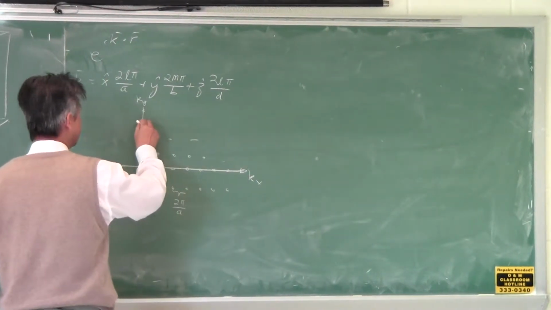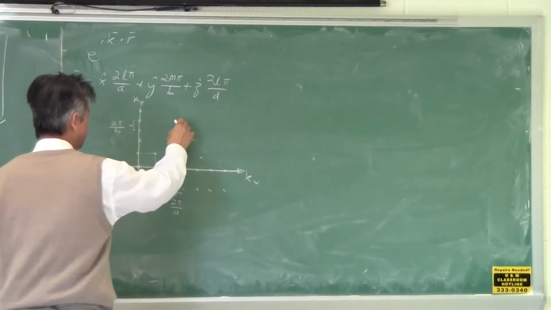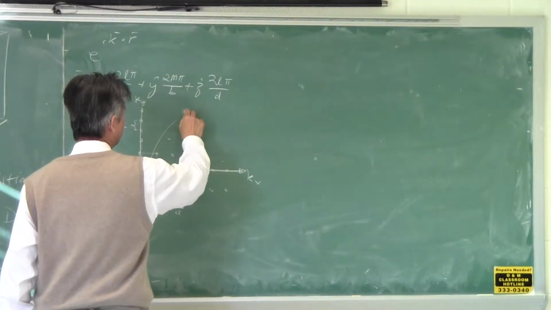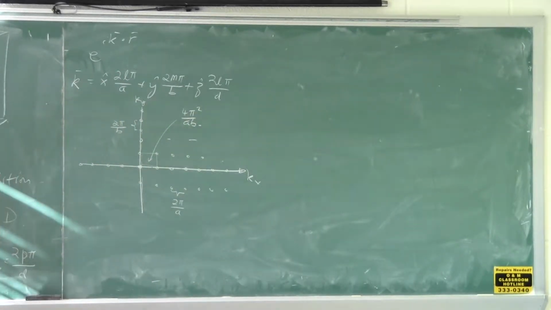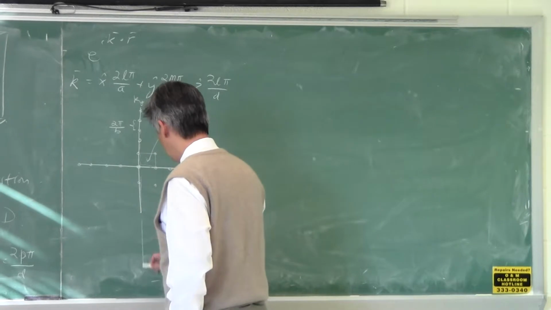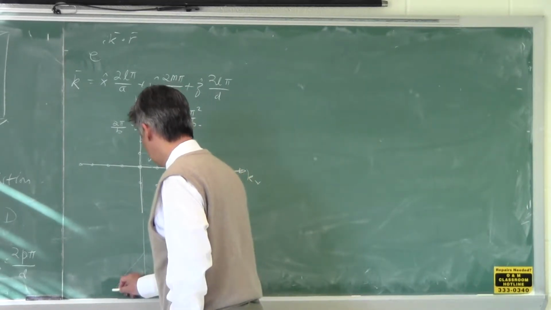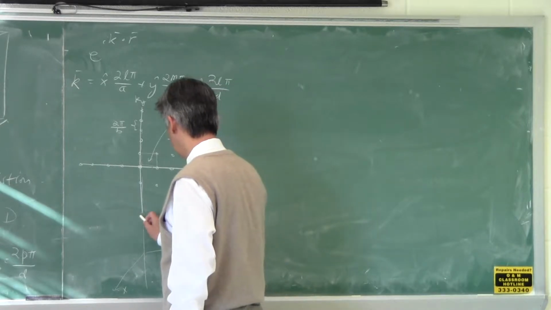The mode spacing in the y direction is 2 pi over b. So each of these areas will be 4 pi squared over ab. Okay, so each mode takes up a space of 4 pi squared over ab. You can generalize this concept to 3 dimensions. The 3-dimensional picture is harder to draw: x, y, z.